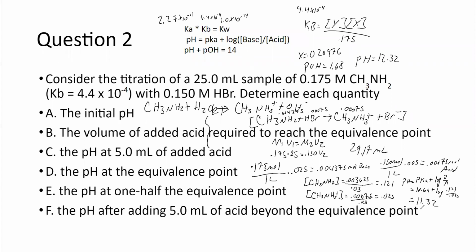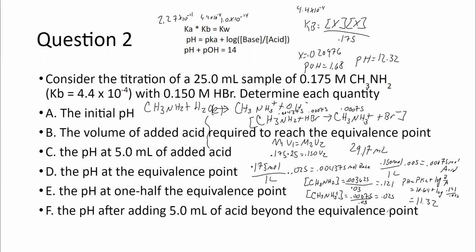So let's think about, does that answer make sense? At the very beginning of my titration, when I had nothing but base, my pH is 12.32. When I add acid, that drops to 11.32, which is a good thing. It should drop. As I add more acid, the pH will go lower and lower and lower. It should never go higher. All right. So that was C.